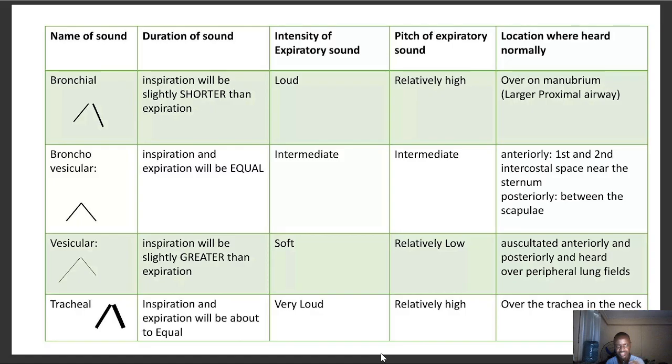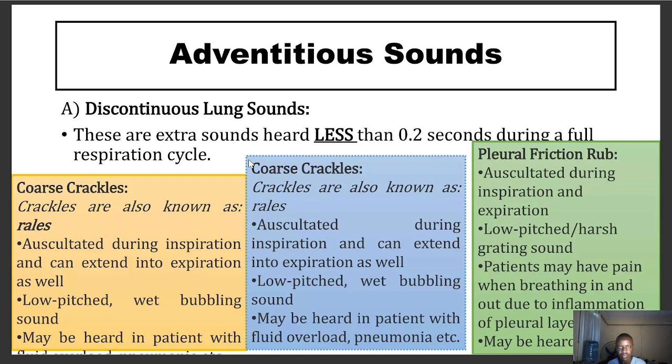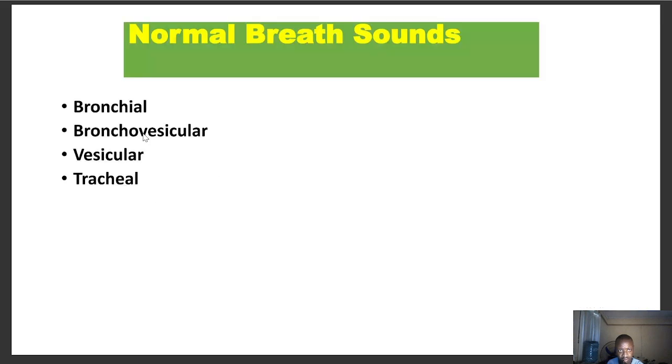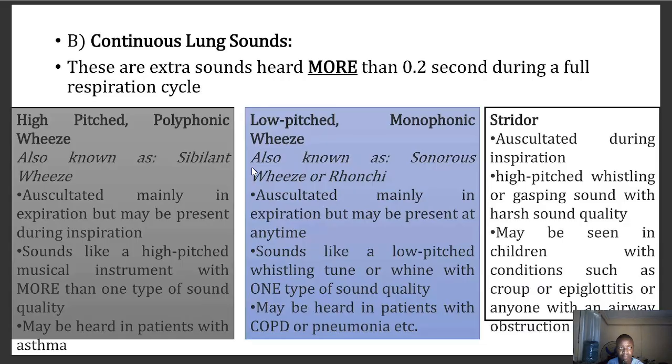So the table was just telling us the points where we ought to listen to these breath sounds. Next we read about adventitious sounds. So these are added sounds. They are not part of the normal breath sounds of which we've talked. We've said there are 4, not 5.